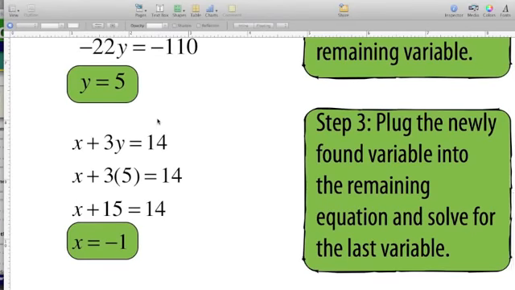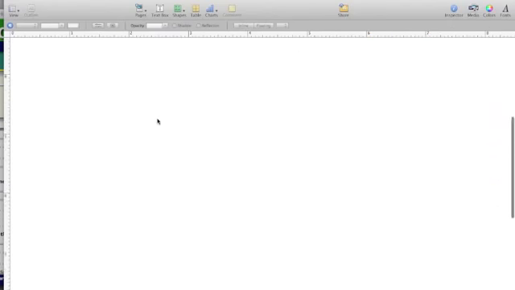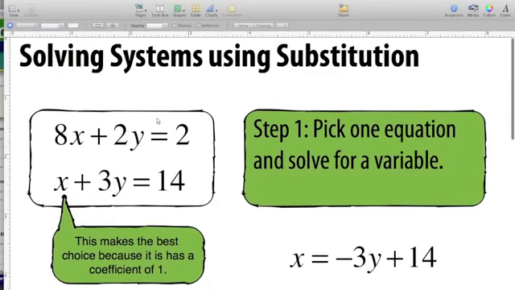This is how you use substitution to solve a system of equations. If you need to watch it again or print this off and go through it step by step, please do that.